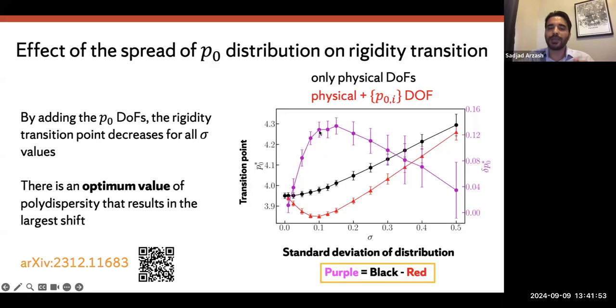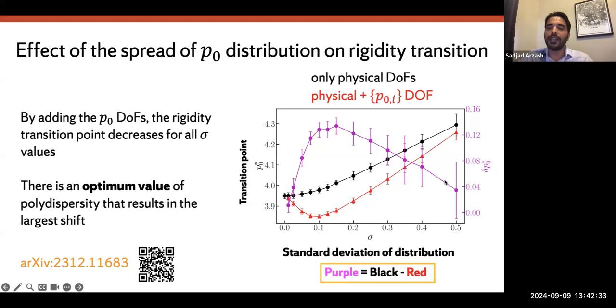So the purple line is basically the amount of the shift in the transition point. And we can see there is this non-monotonic dependence on how much we let these P0 values fluctuate in the system, and how much we can shift the rigidity transition point. There is an optimum value of the standard deviation of these distributions, around 0.15, that gives us the highest change in the rigidity transition point.